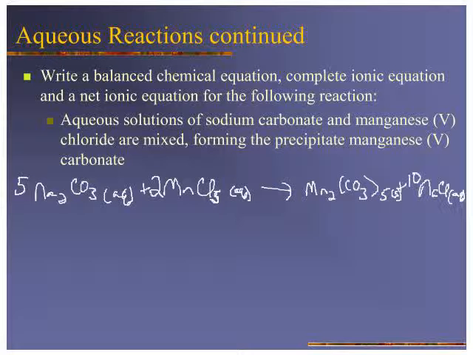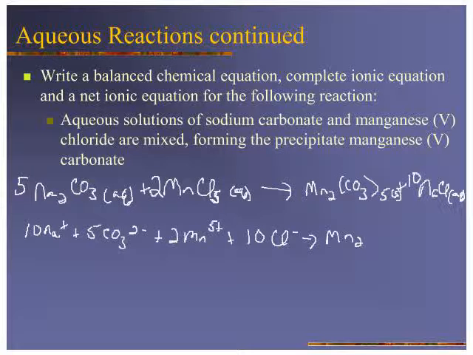For our complete ionic equation, we have 10 sodium ions, 5 carbonate ions, 2 manganese ions, 10 chloride ions, going to our solid that was formed, which is Mn2(CO3)5, and our 10 sodium ions and our 10 chloride ions.